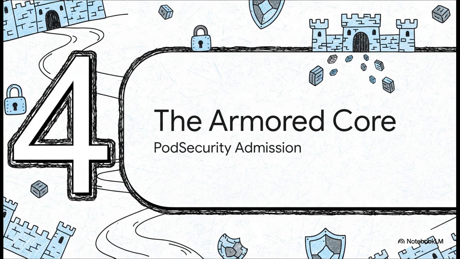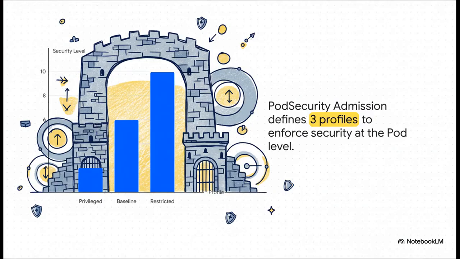We've secured the network, the namespaces, and who has access. It's time for our final layer of defense, armoring the workloads themselves. This is all about controlling what your applications are actually allowed to do once they're running inside the fortress. Kubernetes gives us a great tool for this called Pod Security Admission, and it has 3 levels.